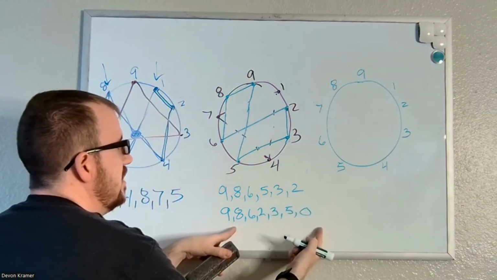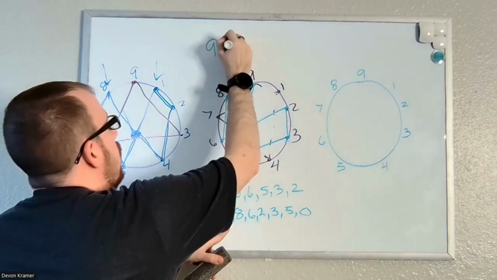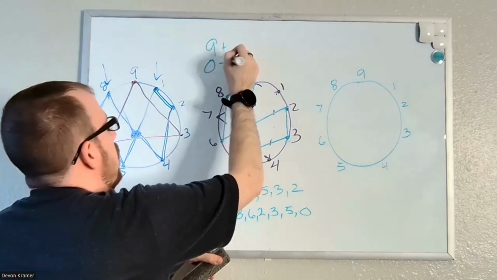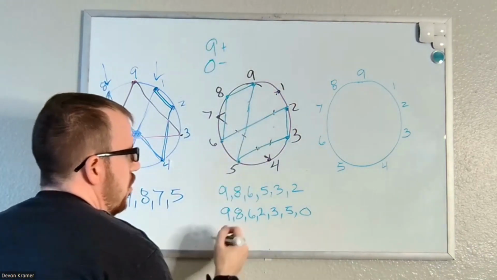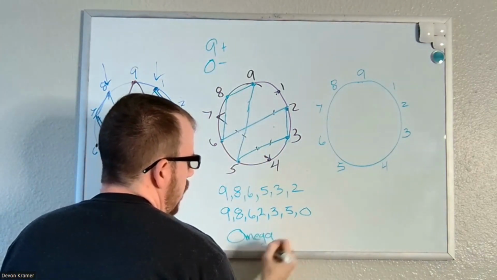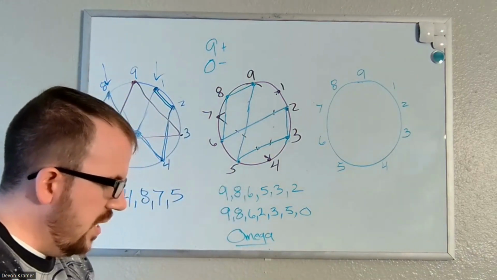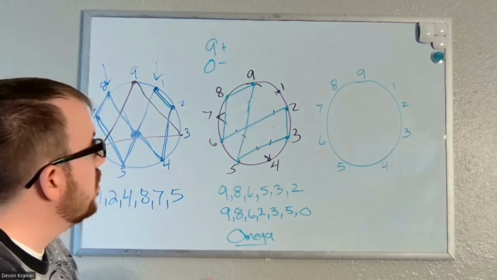The reason that it is 0 is because 9 holds two values. It holds a positive and it holds a negative. Okay, so this is actually called an omega code. I am the alpha and the omega, the beginning and the end. Okay, but it doesn't stop there, because now we're going to move over to this one right here.